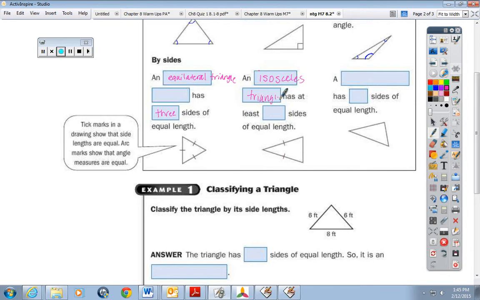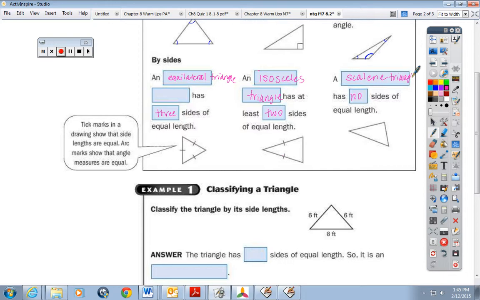Now, what about this third triangle? Do I have any tick marks? No. That means that no sides have equal length, which makes it what kind? A scalene. I wonder who came up with those names.